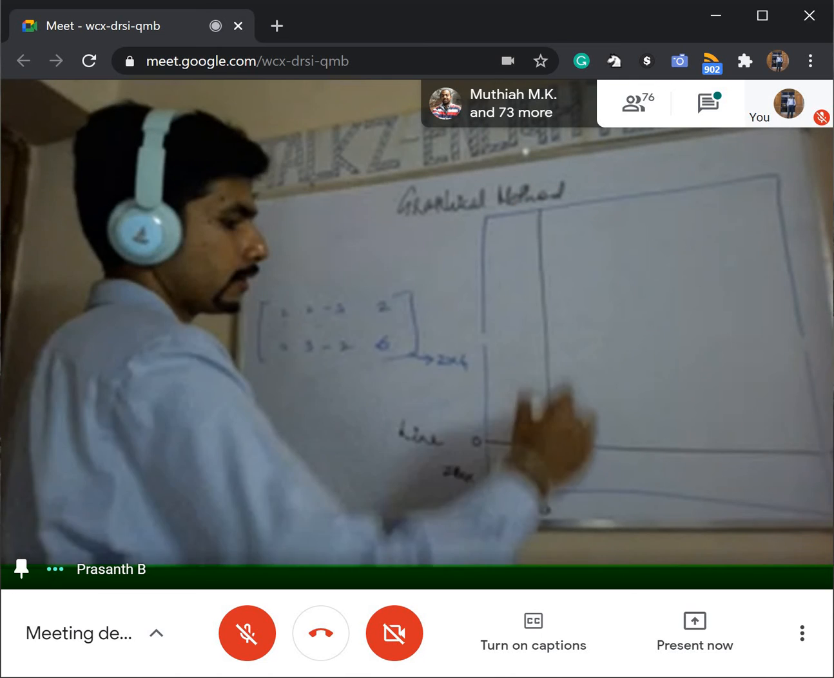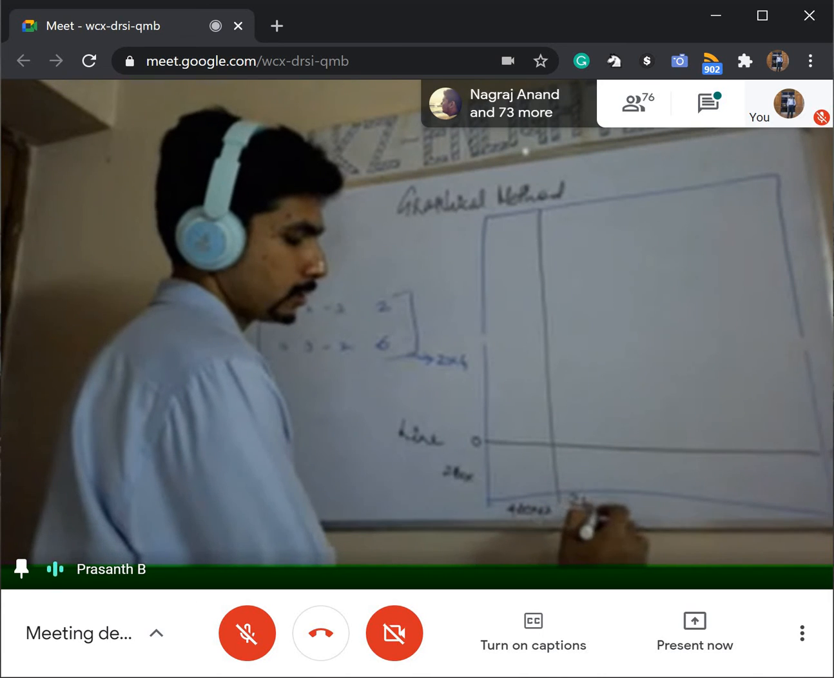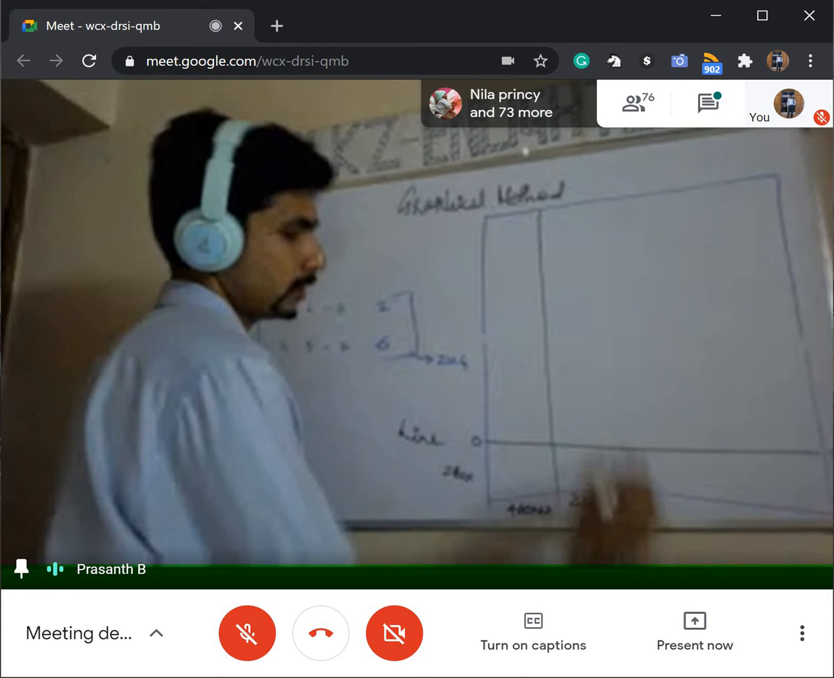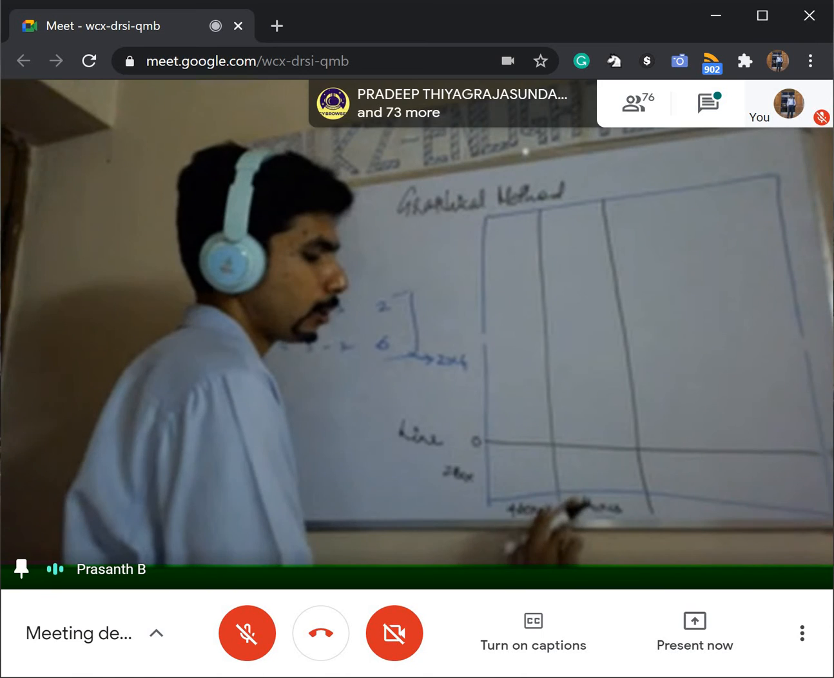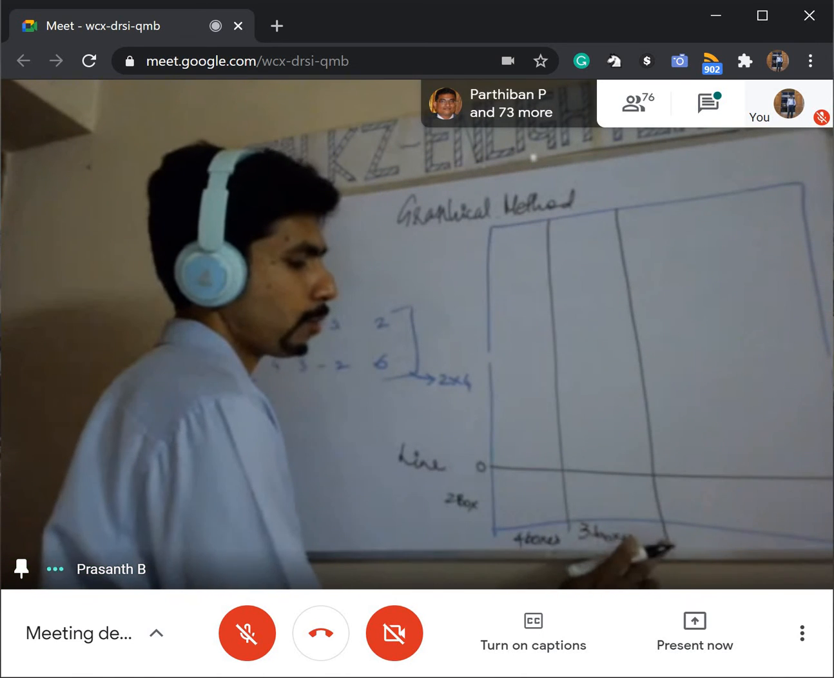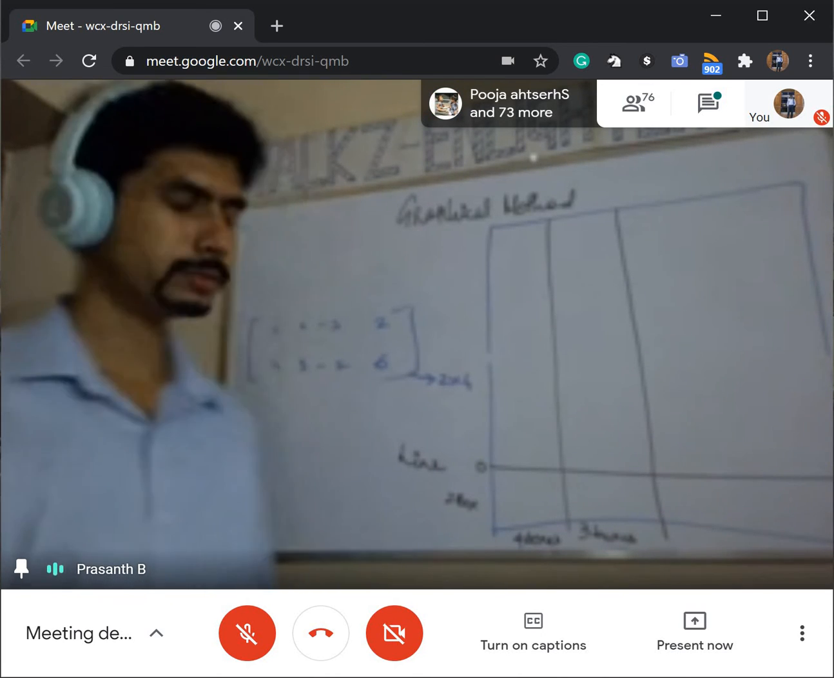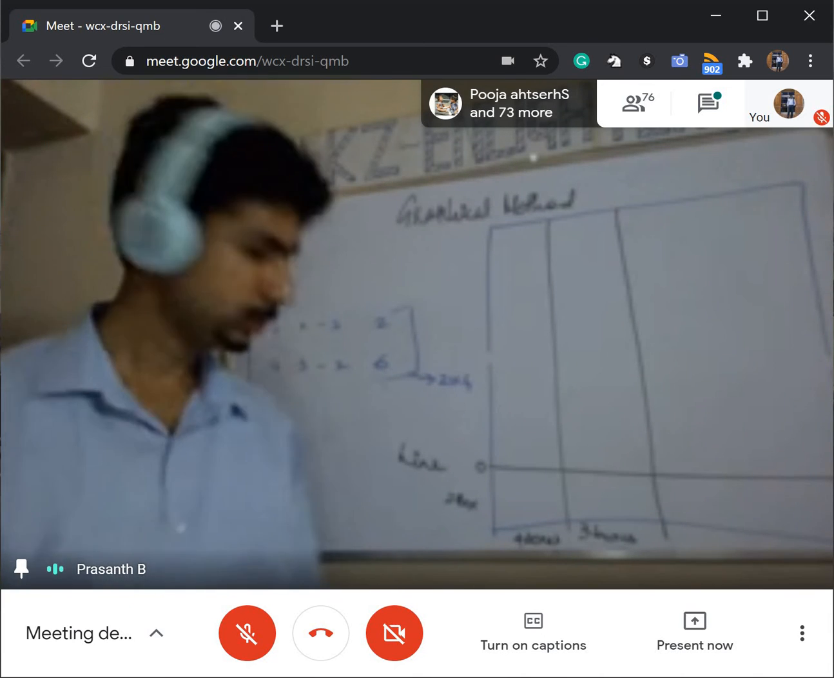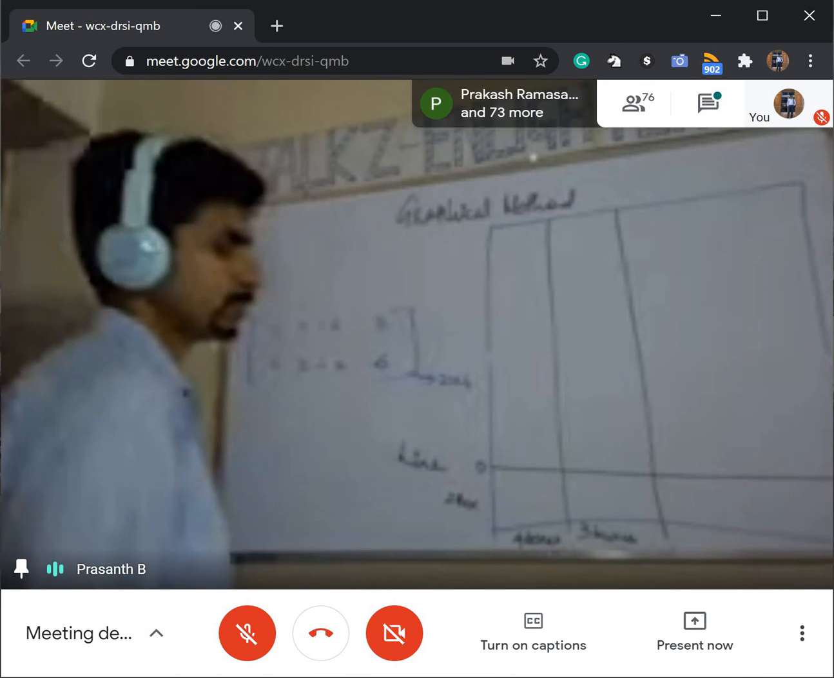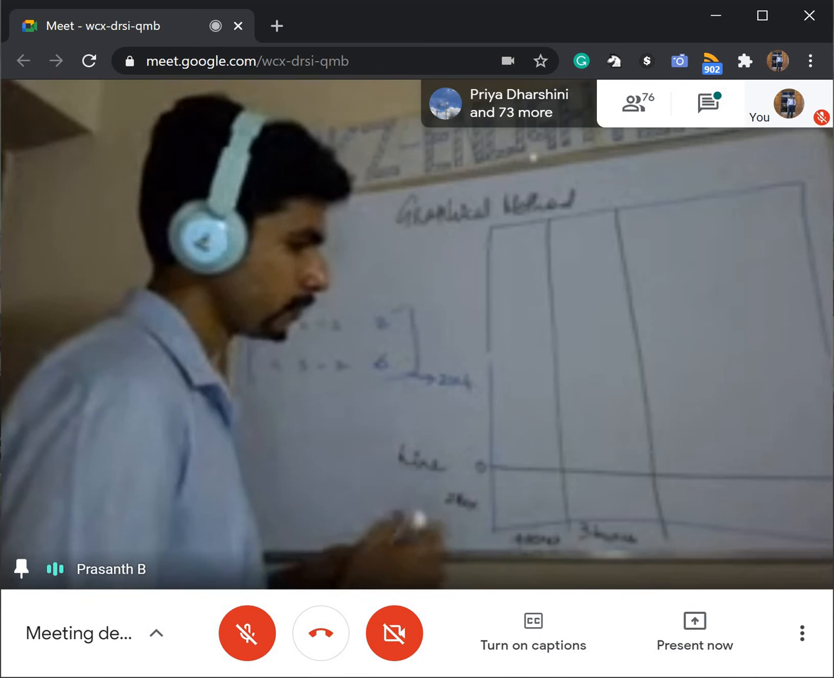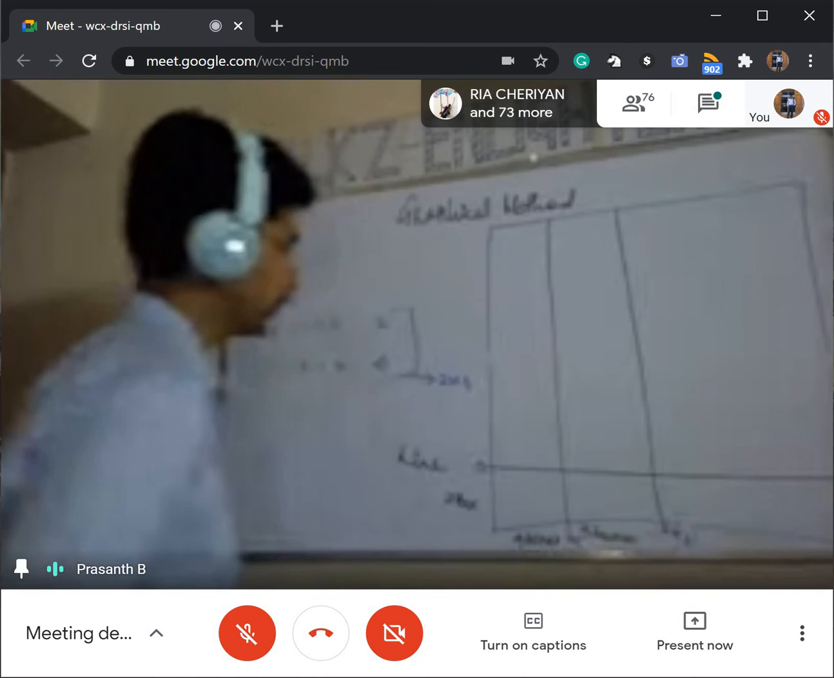Leave 4 boxes and draw one more line. And then leave 2 more boxes and draw one more line. Or if you want it very detailed, you can also leave 3 or 4 boxes. It all depends on you, but preferably 3 boxes is enough. Now what you need to do is mark this as A1, mark this as A2.